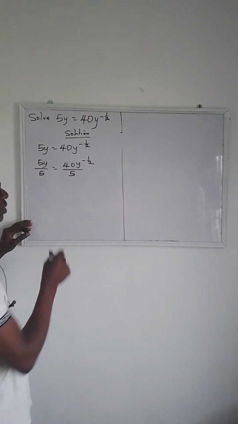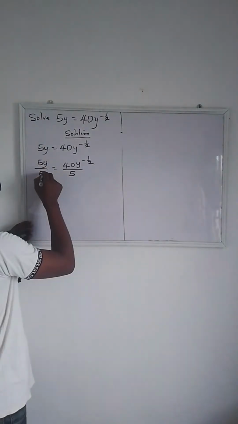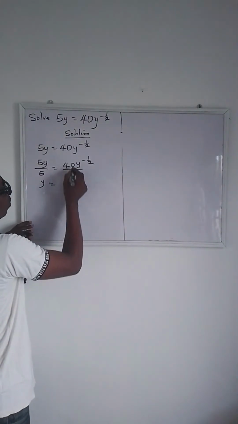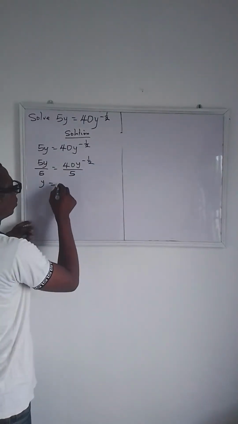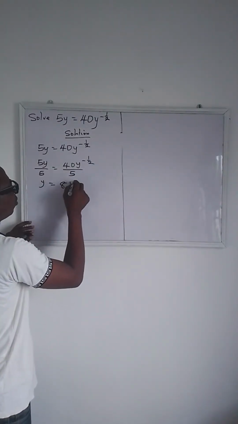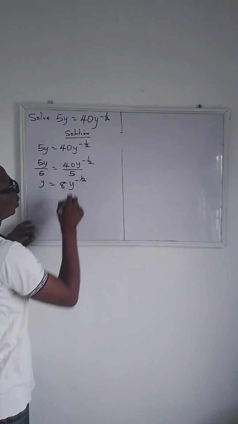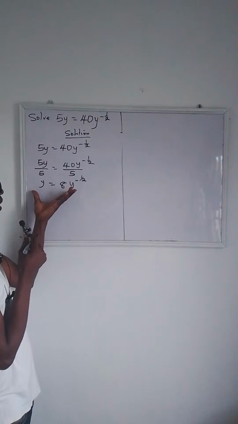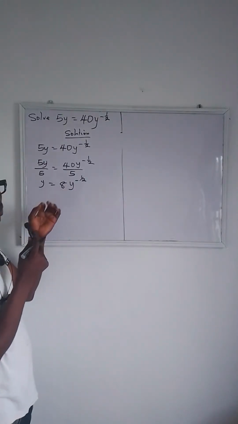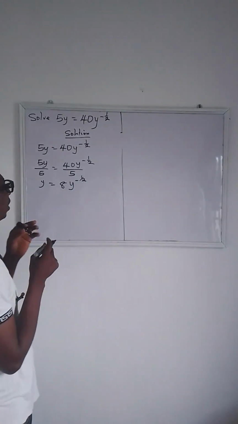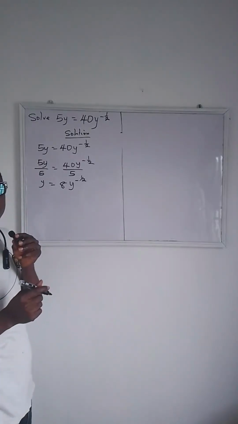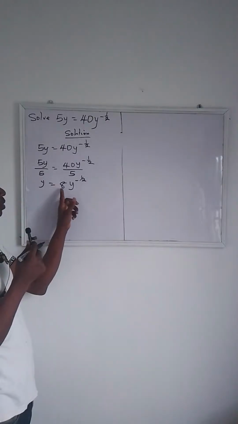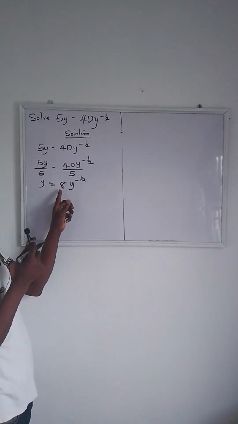So when you do that, 5 cancels 5, we have y equals to, now 5 goes into 5 once, 5 goes into 40, what, 8. So we have 8y raised to the power of minus 1 over 2. Hope you get that. All right, now the next thing here is to divide both sides by y raised to the power of minus 1 over 2, because now I want this 8 to be standing alone.